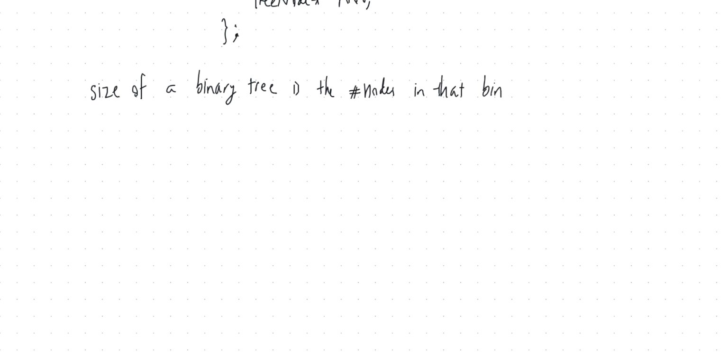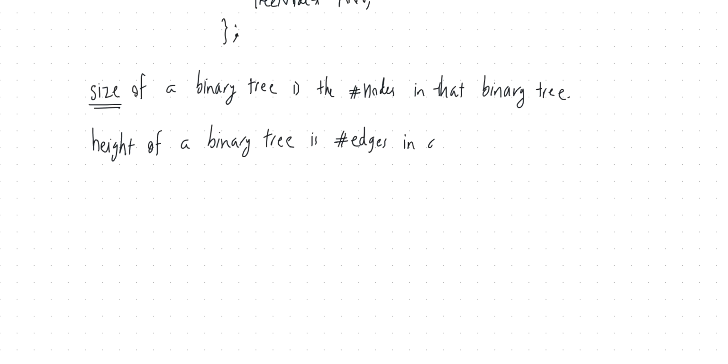Very simple. The other definition, which is also simple, maybe not as simple as size, is the height of a binary tree. Okay. Now, here's the definition. The height of a binary tree is the number of edges in a longest path from the root to a leaf. This is the definition of height.